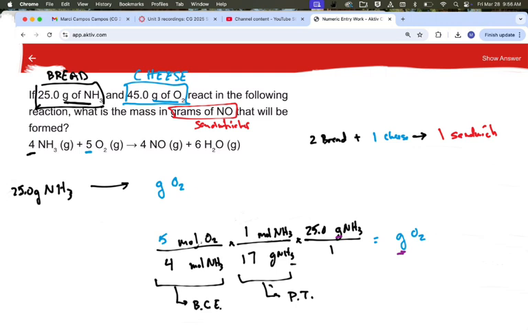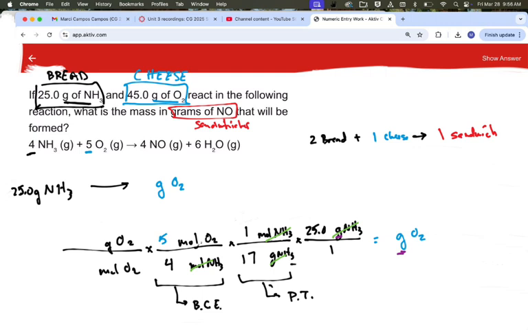Right? That relationship only comes from the balanced chemical equation. We want a process that is consistent for all solves. What happens? The moles of NH3 canceled. I forgot, the grams of NH3 also canceled. I now have moles of O2. I don't want moles of O2. I want grams of O2.